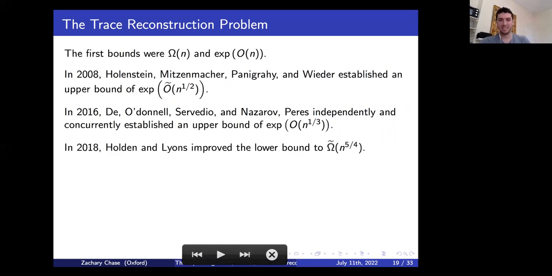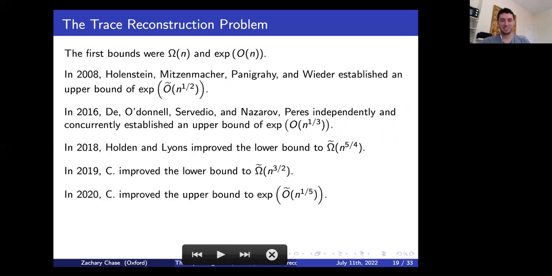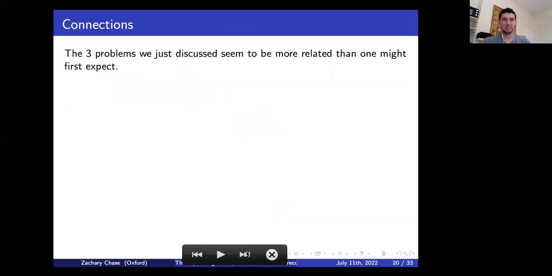In 2018, there was an improvement of the lower bound to n to the 1.25. And a year later, I improved this to n to the 1.5, still far away from e to the cube root of n. And recently, I improved the upper bound to e to the 5th root of n. So these are still the best bounds: the upper bound is e to the 5th root of n, and the lower bound is n to the 3/2. Once again, a lot of work to be done.